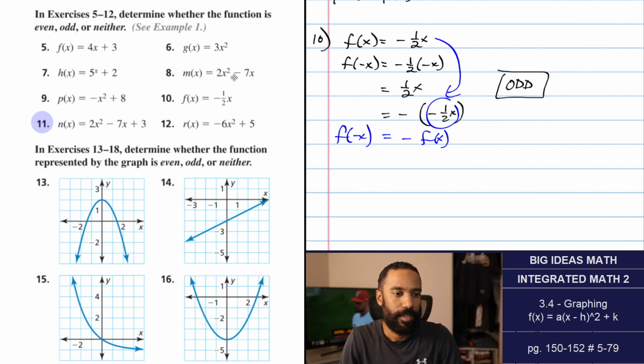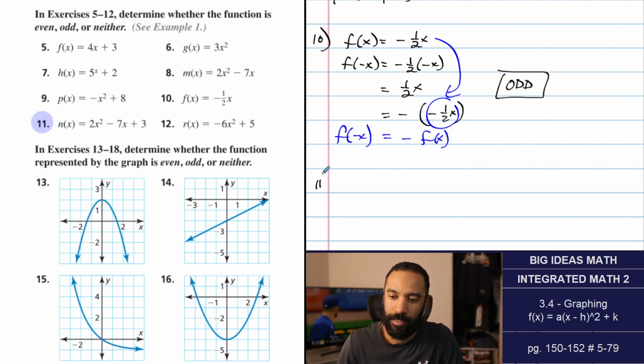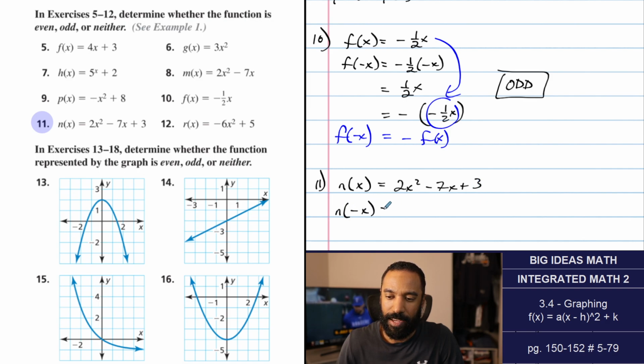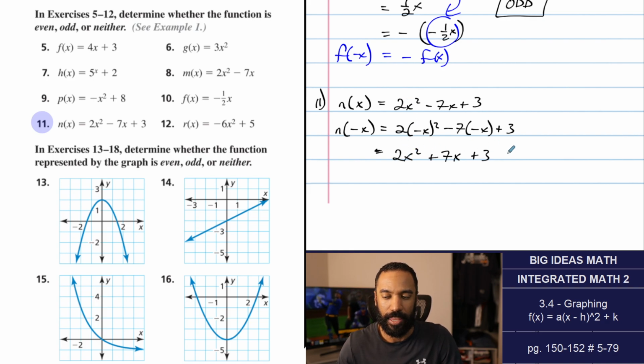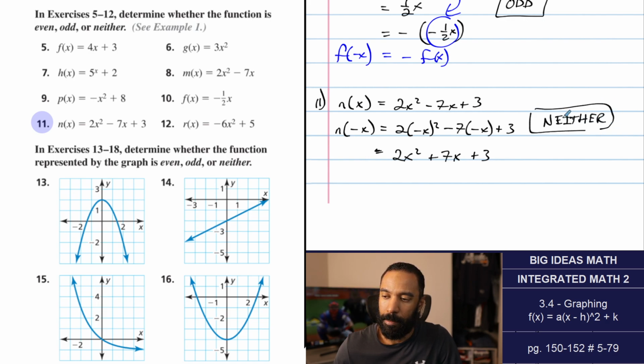Number 11, we have n of x equals 2x squared minus 7x plus 3. So n of negative x equals 2 times negative x squared minus 7 times negative x plus 3. Negative x quantity squared is x squared times 2 is 2x squared. This is a plus 7x here, and plus 3. So almost identical, except instead of a minus 7x, you have a plus 7x. Nothing else changed. This is a neither case. It's not the exact opposite. It's not exactly the same. Neither case, neither even nor odd.